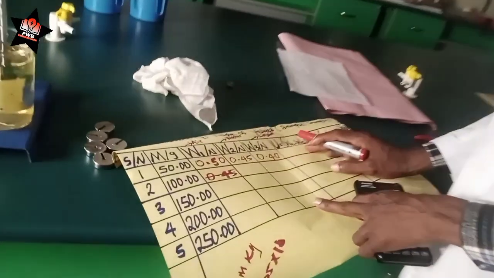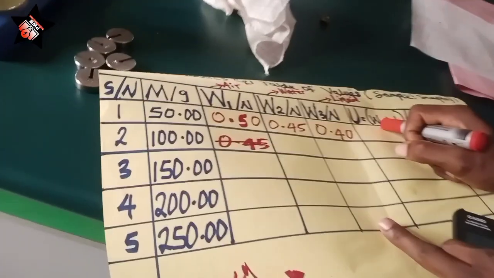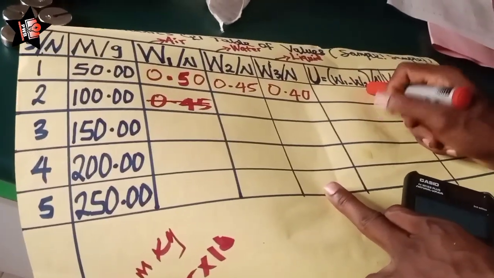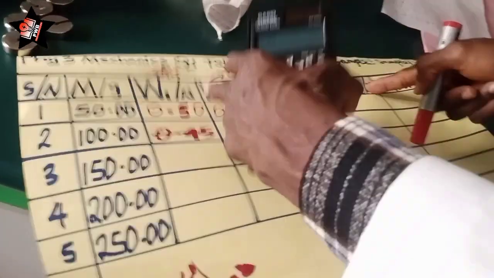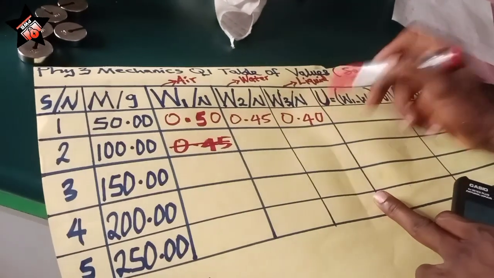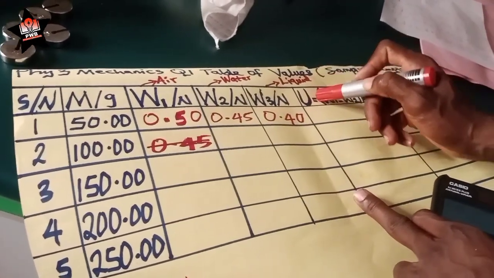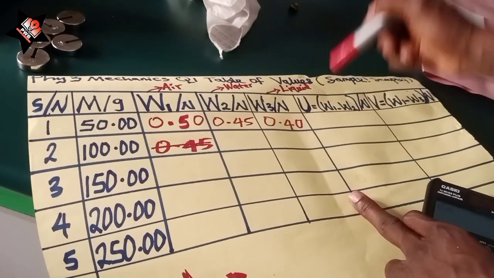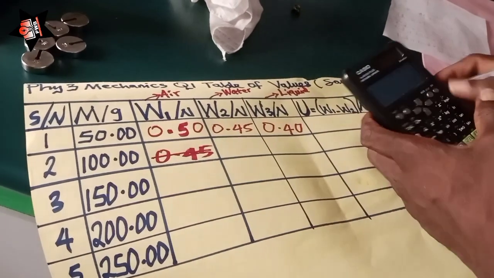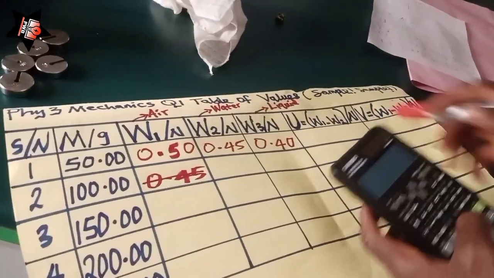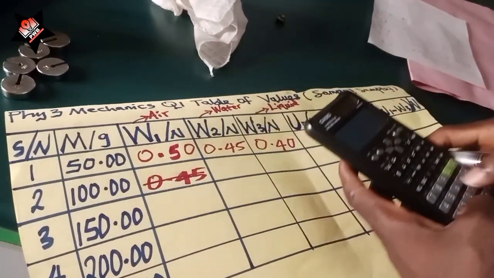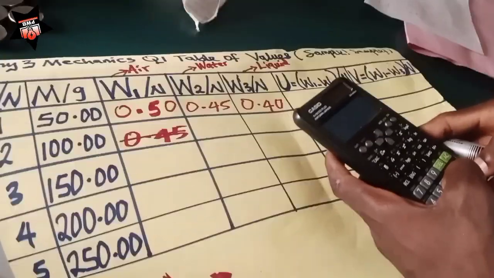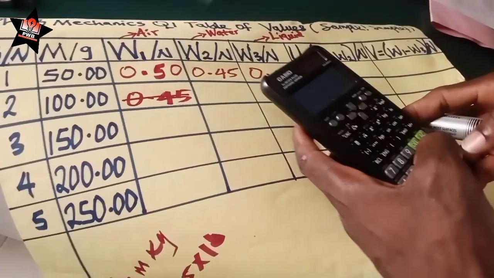So we are asked to evaluate U. U is equal to W1 minus W2. That is weight in air minus weight in liquid. And this result also means the upthrust of the object in water. So we record W1. Our W1 is 0.5 and our W2 is 0.45.